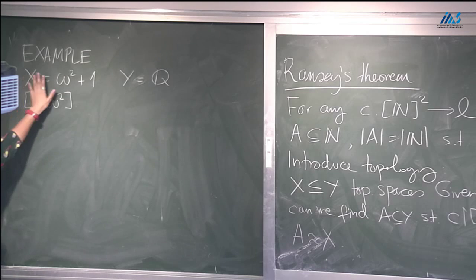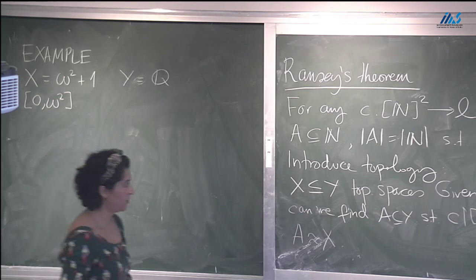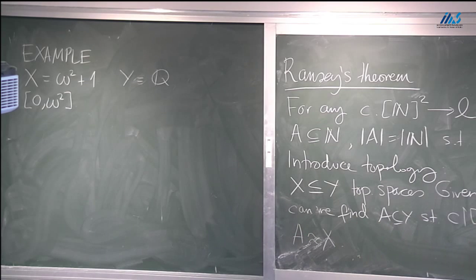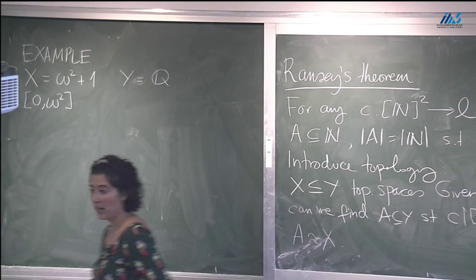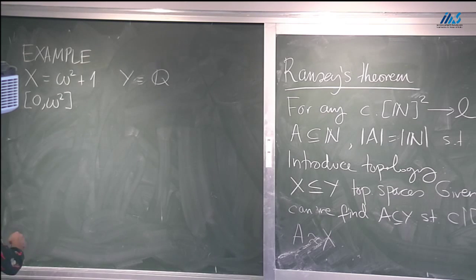So here we have this subspace of that, and we want to ask the same question: can we reduce any finite coloring to some fixed number of colors? So let's do the same thing we did for omega plus 1. Let's think about a good coloring or a bad coloring, depending on how you think about it.